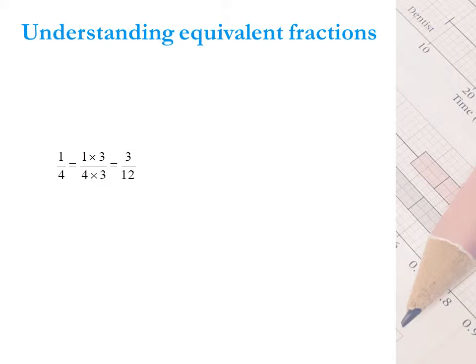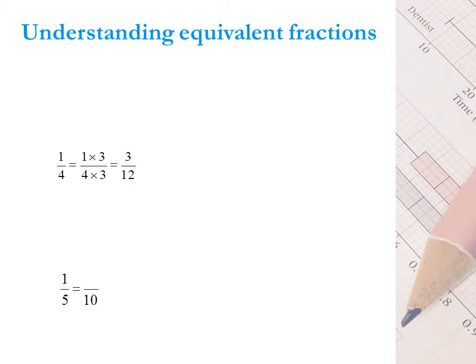Why 3 out of 12? Because if I type on a calculator 1 divided by 4, I'm going to get 0.25. And then if I type on a calculator 3 divided by 12, I am still going to get 0.25. So what we notice from this is that 1 over 4 has the same value as 3 out of 12. They are basically the same number, they just look different.